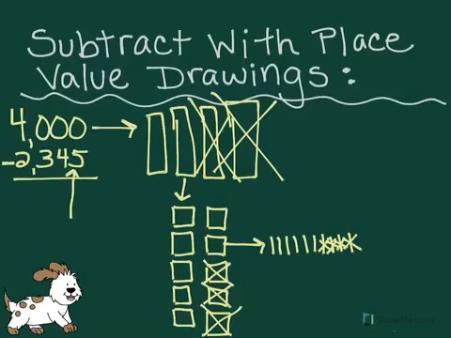Finally, my ones place. Again, I have to regroup. So I'm going to take one of my tens and I'm going to turn it into 10 ones. And now I'm going to take away 5. 1, 2, 3, 4, and 5. My final step is to write my answer.